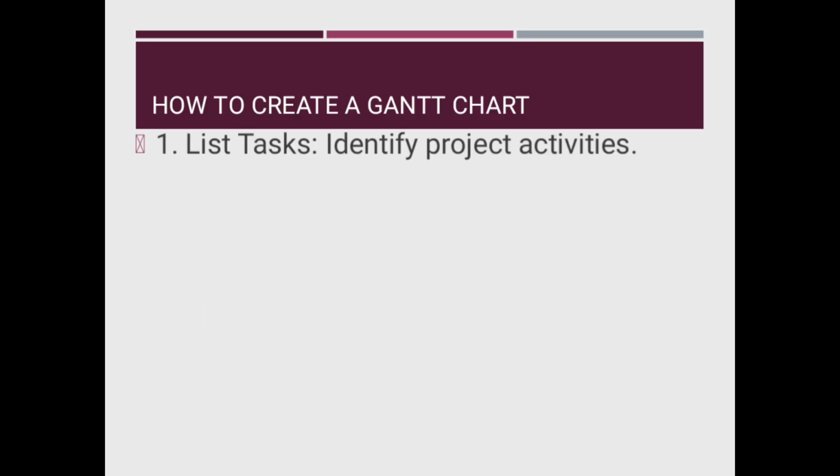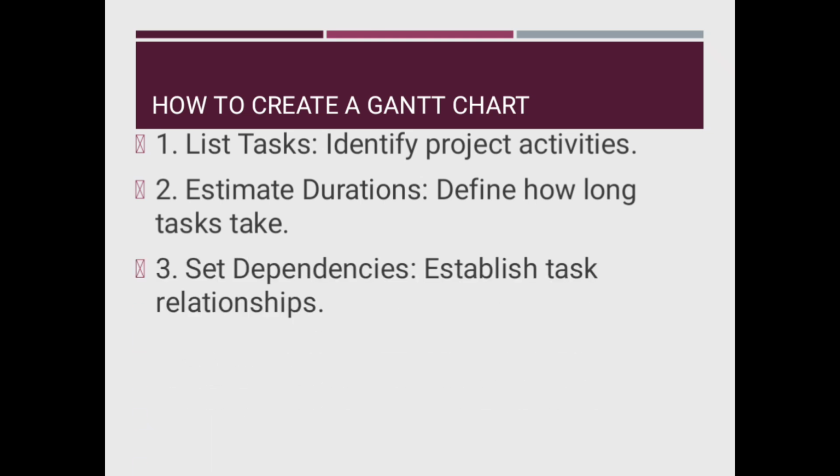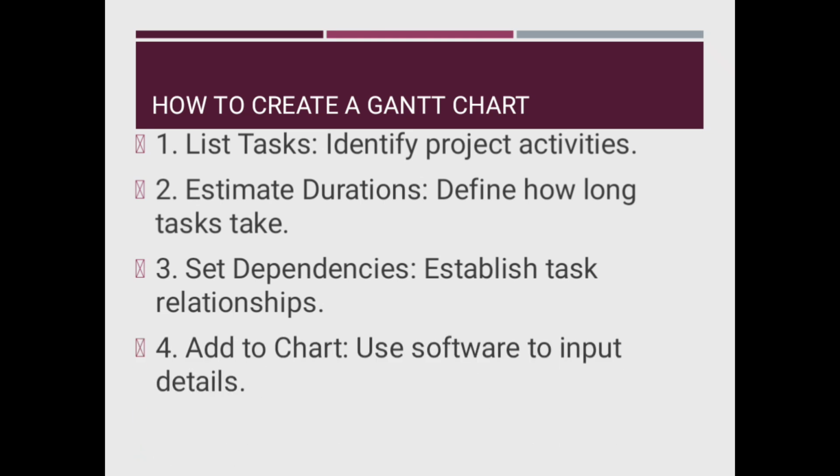How to create a Gantt chart? Number 1, you need to list tasks. So identify all activities in your project. From there, you estimate duration. Oh, this task can take how long? Then from there, you set dependencies. You see which task we're going to start first. From there, which will come next, third one, fourth one, then you go on and on.